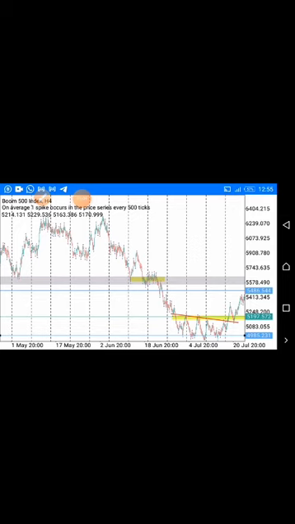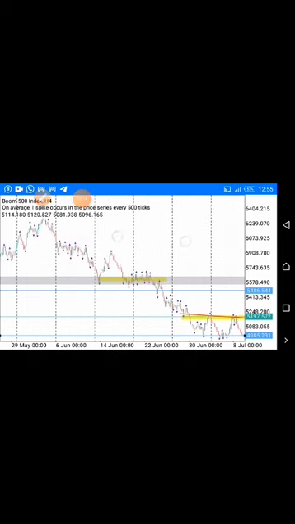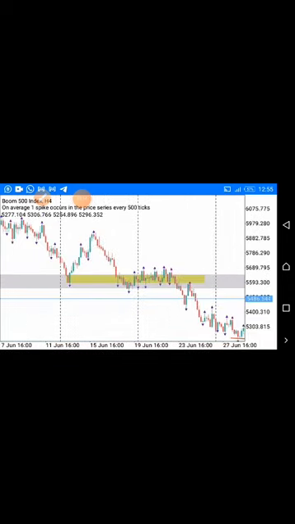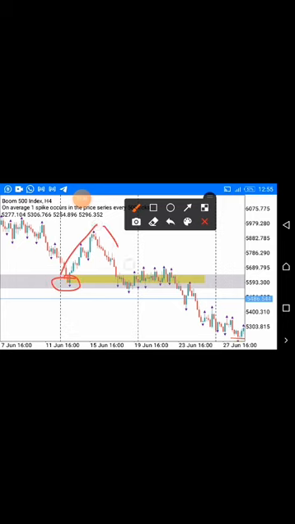Now look at what happened here. Let me zoom in so that you can see. Look at what happened here. Price came here. Okay, let me move this thing. Okay, price came here and tested it here. It was rejected. Then when it came back, tested it here, and then ranged up to this point.